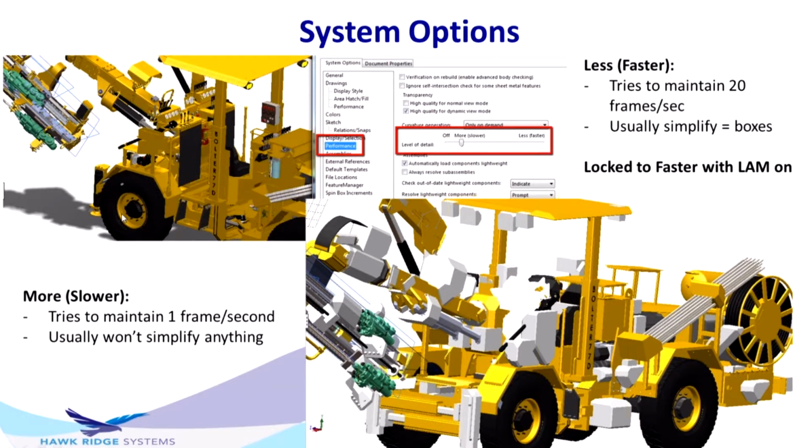Okay. So in short, if you have it more to the left, your assembly is going to rotate and move slower because it's trying to maintain a level of detail. But if you go more to the right, it's just going to be faster. Once you rotate it, it's going to look like these boxes, but once you stop rotating, it's going to return back to its level of detail. And you can see here how it's locked to faster when you have large assembly mode on.